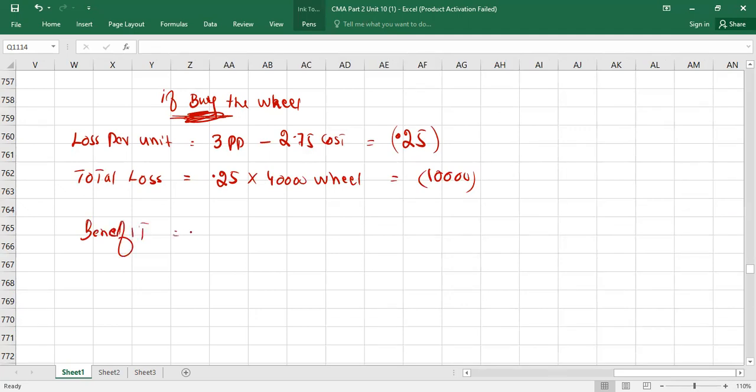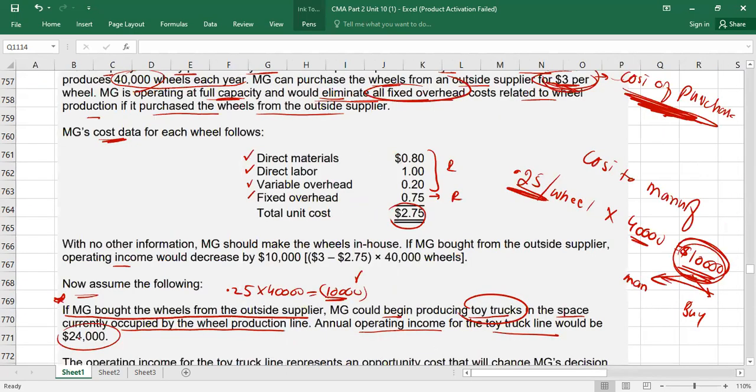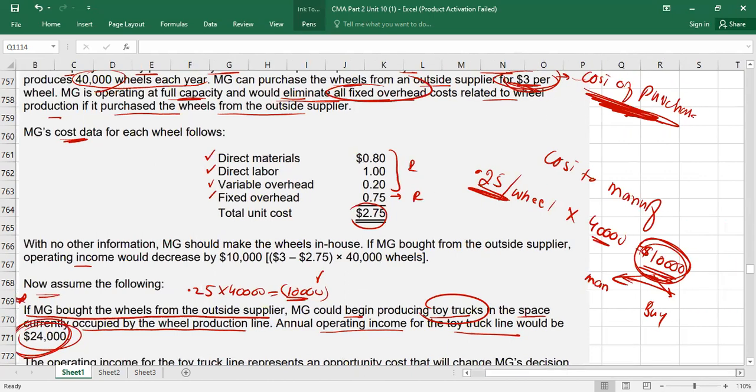And what is the benefit? The benefit is that the space which will be free, if you are buying from outside, obviously production space will be free. That space can be utilized to manufacture the toy truck. And the toy truck will give you an operating profit of $24,000. It is given in the question here. So operating profit of 24,000.